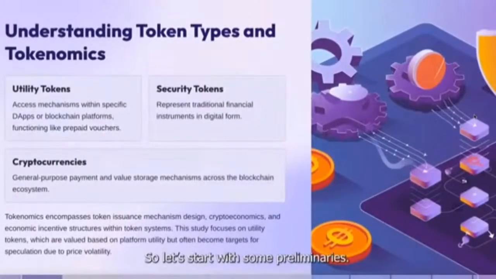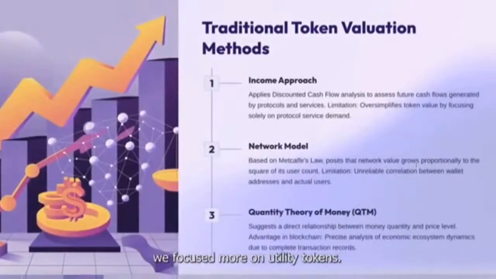So let's start with some preliminaries. We have utility tokens, security tokens, and cryptocurrencies. In our research, we mostly focused on utility tokens. Cryptocurrencies are things like Bitcoin. They don't really have any utility other than as a store of wealth. Most tokens are utility tokens, with security tokens being a close second. Security tokens securitize things like real-world assets or assets of all kinds, and hence they usually have their own niche, whereas most of the major blockchains and major crypto projects really have utility tokens. Token Lab allows you to simulate all different types of tokens, but for the purposes of this research, we focused more on utility tokens.